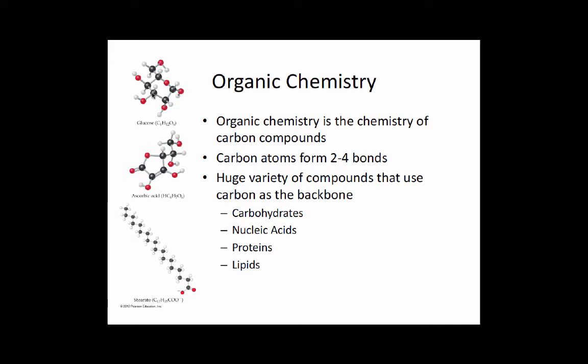So first, what is organic chemistry? Organic chemistry is the chemistry of carbon compounds. Because carbon is so flexible, being able to form between 2 and 4 bonds, it can make a huge variety of compounds with carbon as the backbone. In fact, if you think of all of the biomolecules you're used to, carbohydrates, nucleic acids, proteins, lipids, all of them have carbon as a backbone. As examples on the left here, we have glucose, sugar, blood sugar, ascorbic acid, which is vitamin C, and stearate, which is a type of lipid.